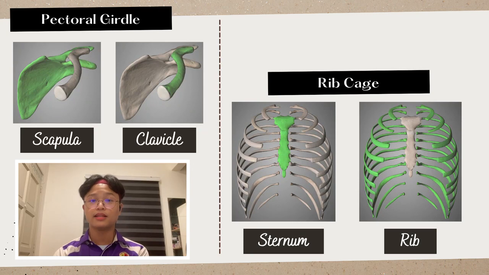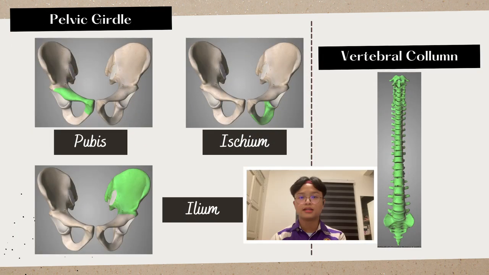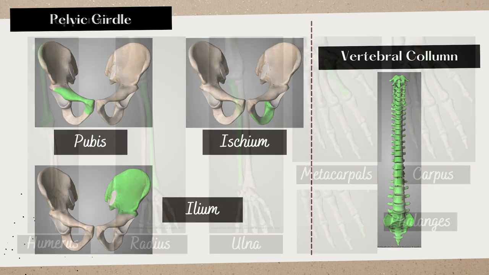Now let's take a look at the pectoral girdle. We have 2 parts, which is the scapula and also the clavicle. And then we take a look at the rib cage. We have 2 parts also, which is the sternum and also the rib. Now we are going to take a look at the pelvic girdle. It consists of 3 parts, which is the pubis, ischium, and ilium. Now we will see the vertebral column. We will explain the vertebral column later.